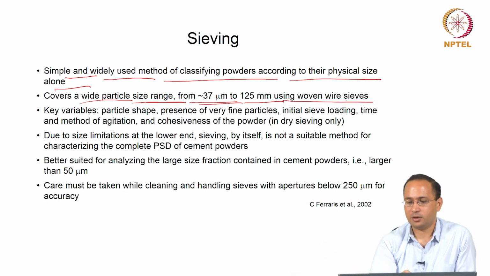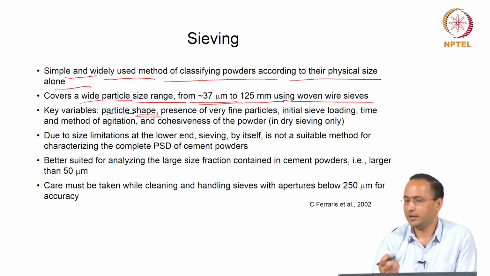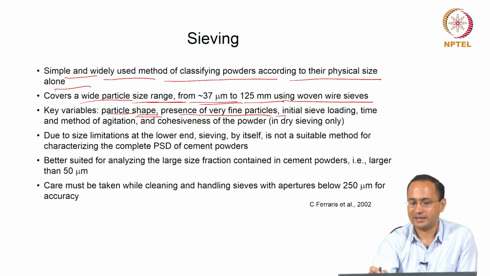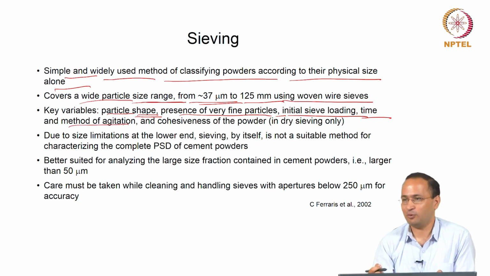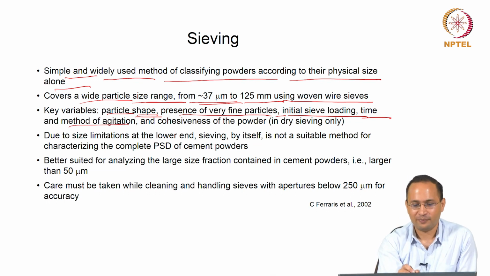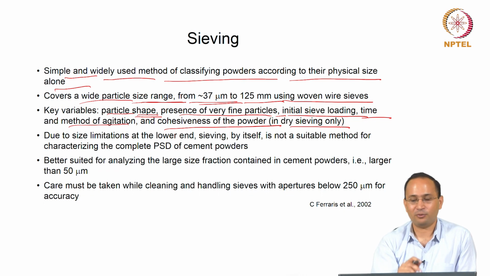And we use woven wire sieves for sieving. When you are talking about sieving, what is important? Key variables are particle shape, presence of very fine particles, initial sieve loading, how much you are putting, time and method of agitation, how you are performing your sieving, whether manual or mechanical, and cohesiveness of the powder. These are the key variables which can affect your sieving results.